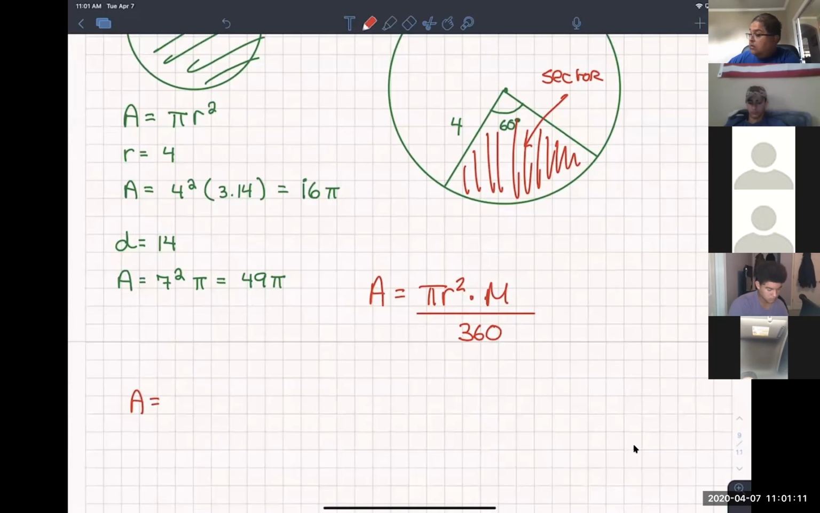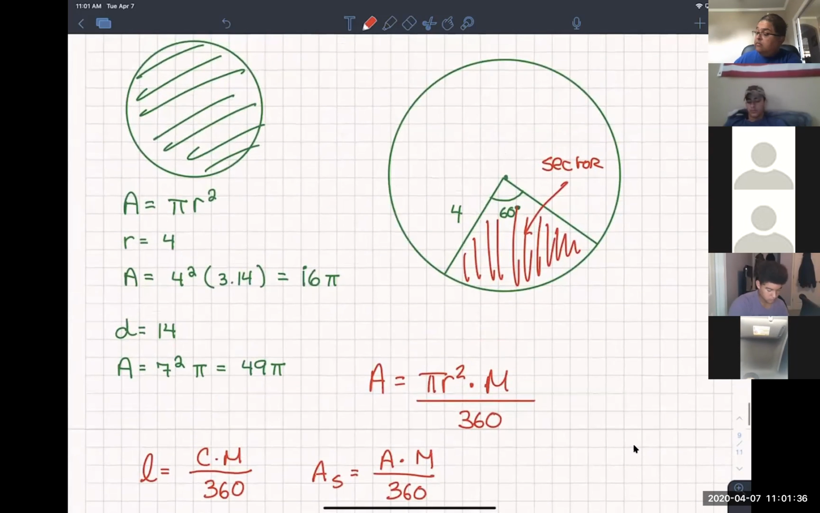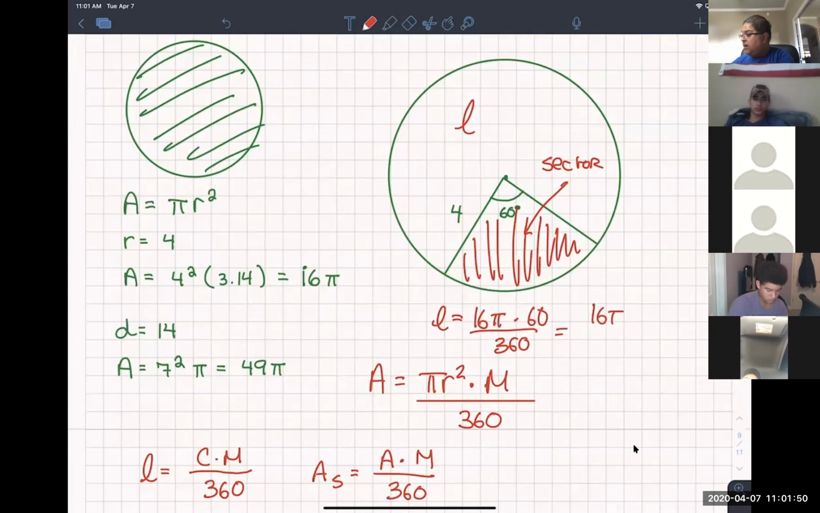So to go over the formulas, the arc length is circumference times the arc measure divided by 360. The sector is area of the circle times the measure divided by 360. So the arc length here would be 16 pi times 60 divided by 360, whatever that is. So like 16 pi over 6.